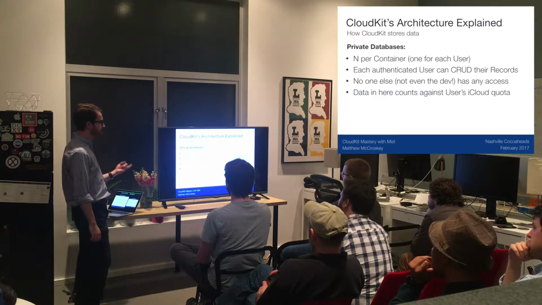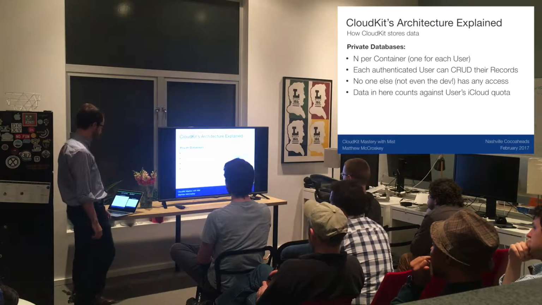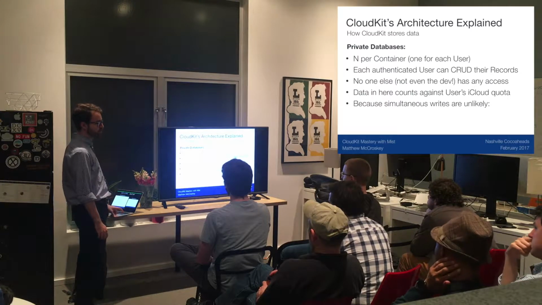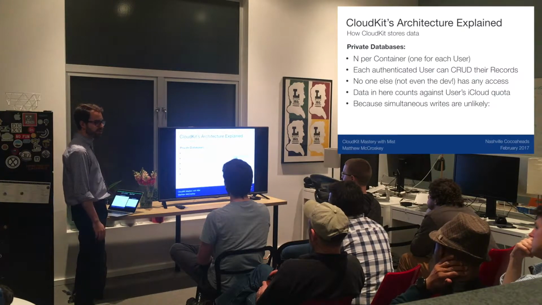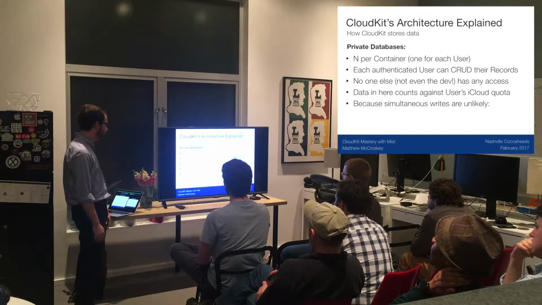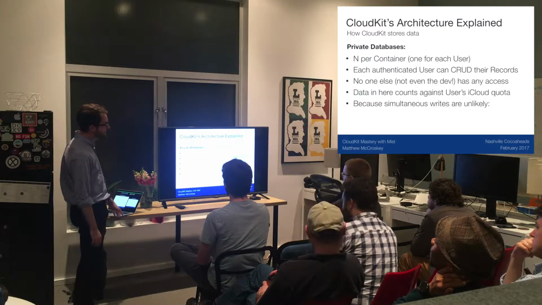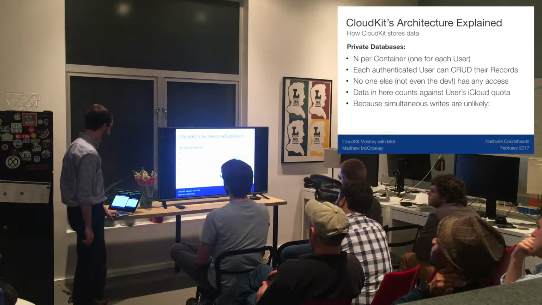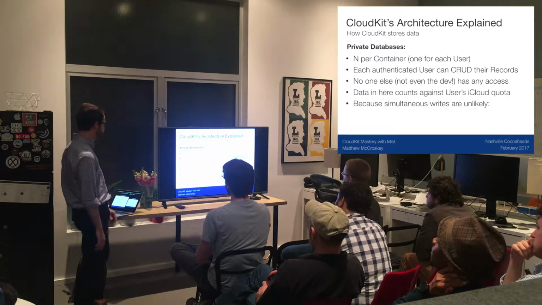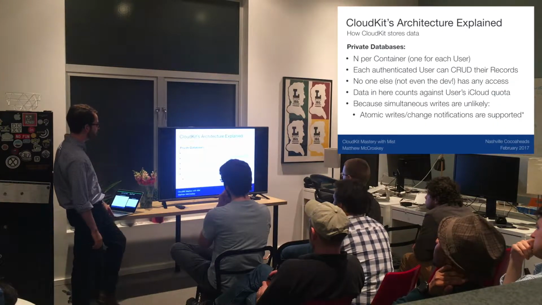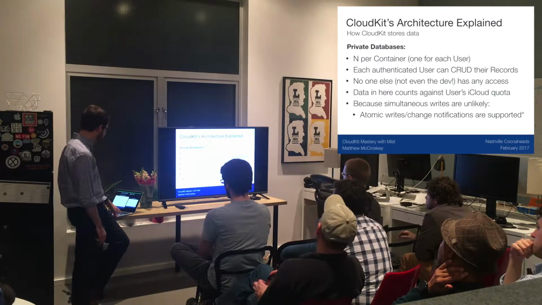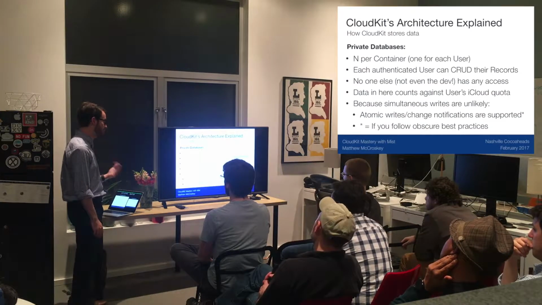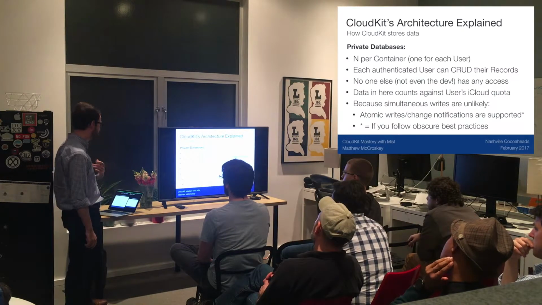The data in here counts against the user's iCloud quota since they're the only ones that can see it and use it. And here, because simultaneous writes are unlikely, they're possible if you have like 10 iPhones and you're being crazy with your to-do list, but it's pretty unlikely. It's actually, with sharing, as I'll explain later, possible in some sharing cases as well, but the number of simultaneous writes is going to be much lower. Because of that, atomic writes and change notifications are supported with an asterisk, which is that if you follow some best practices that are not made clear at all, at least in my opinion, and I had to figure out through trial and error.